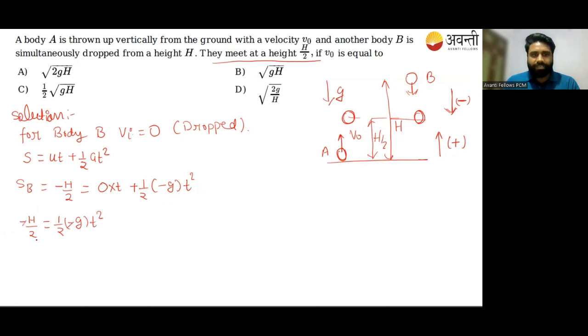This minus and minus cancel out. 2 and 2 cancel out. So we have the value of t as square root of h by g. Now we got the value of time. Just find the value of v naught.